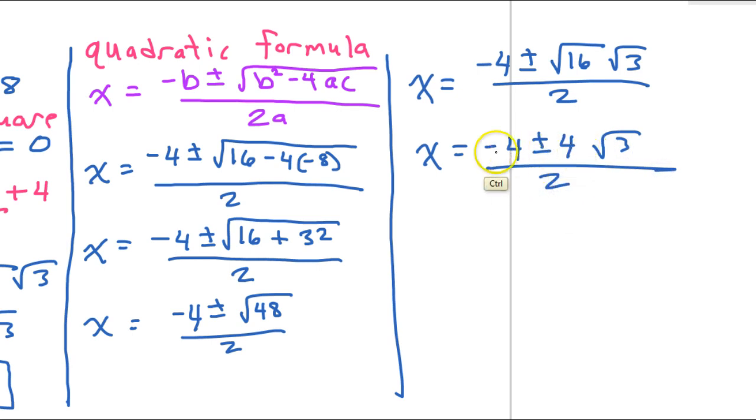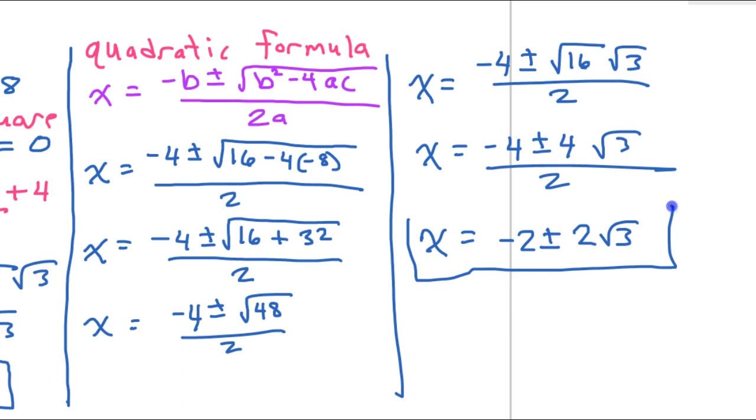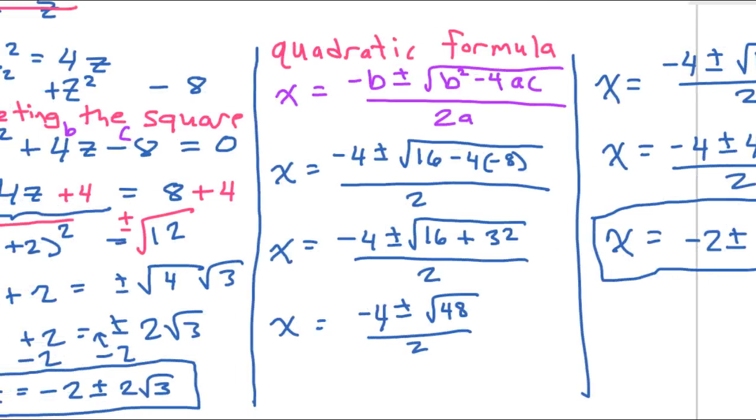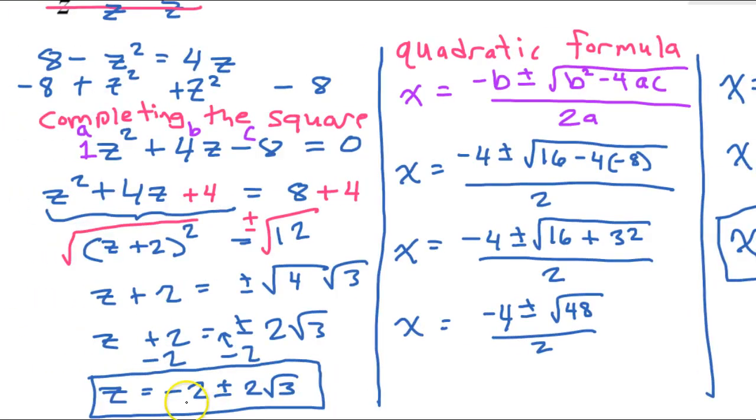All right, now both of these are divisible by 2. So if I divide everything by 2, that's going to give me x is equal to negative 2 plus or minus 2 root 3. And that would be the final answer. So let's see, negative 2 plus or minus 2 root 3. And then if I look back at completing the square, negative 2 plus or minus 2 root 3.